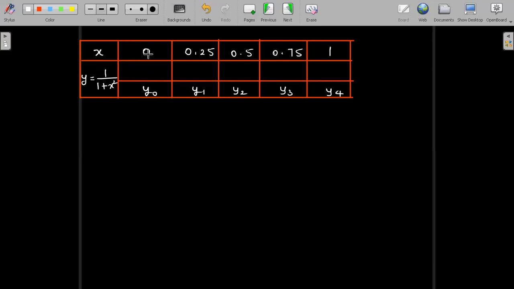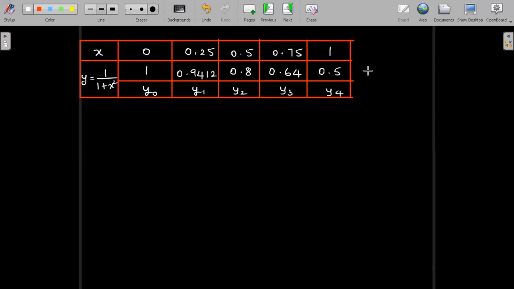So let us calculate this. We can make use of the calculator: 1 divided by 1 plus 0 square, 1 divided by 1 plus 0.25 whole square. Like that we can calculate for each of these. I will tabulate them and write down the values. So for x is equal to 0, y is 1. For x equal to 0.25, y is equal to 0.9412. Then for x is equal to 0.5, we have y is equal to 0.8. For x is equal to 0.75, y is 0.64. And then for x is equal to 1, y is 0.5.